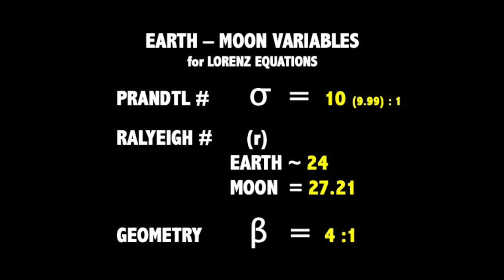The Lorenz equation has three variables, and these are the ones we're going to be working with. There's a few different ways for me to describe the Prandtl number, which are all hypothetical, so I want to gloss over that for now and for this video. However, the geometry is quite simple, and it's based on the diameter of the central body over the diameter of the orbiting body. In the case of the Earth-Moon system, that's a 4-to-1 ratio approximately. And so we can use a geometry beta number of 4.